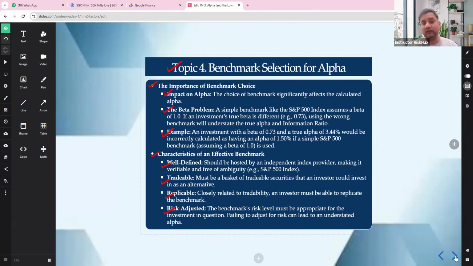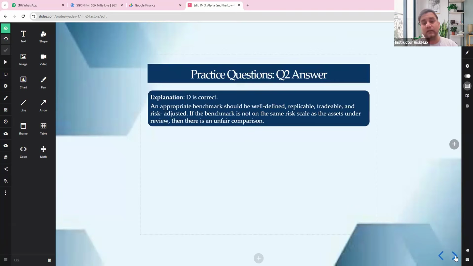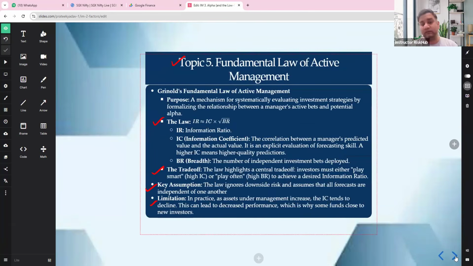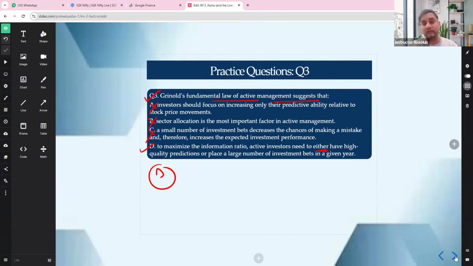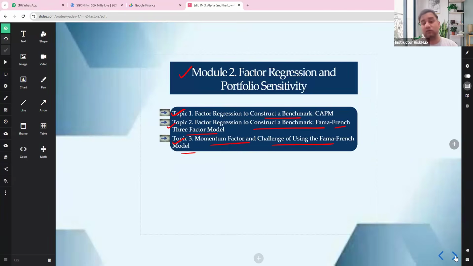Benchmark selection: you can read well-defined, tradable, replicable, risk-adjusted characteristics, please remember, right? And then we go to the fundamental law of active management. This is important, right? IC into root of BR, understand this is a new topic. Reynolds, fundamental law of active management, please understand this, right? Then we go to portfolio allocation and factor regression, portfolio sensitivity.